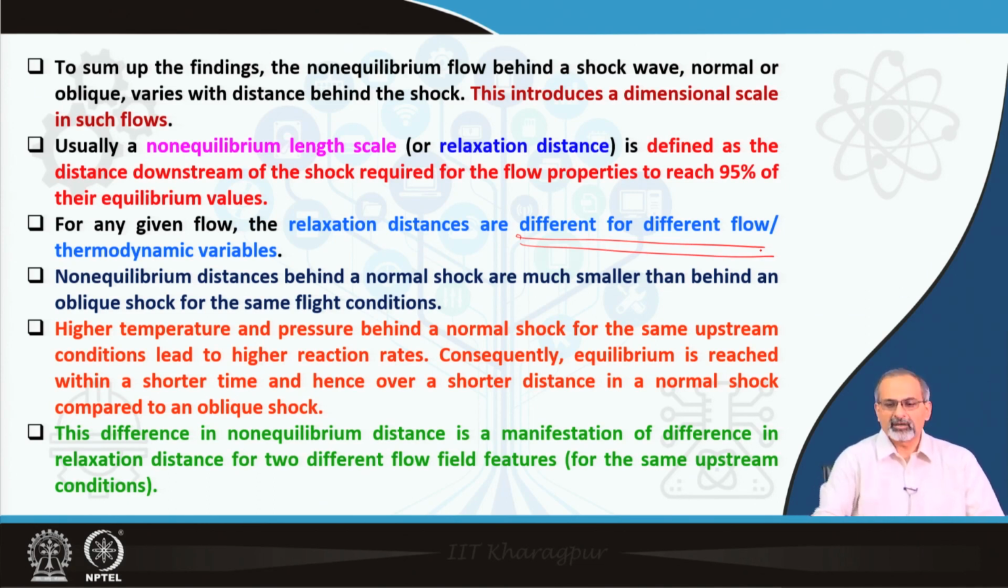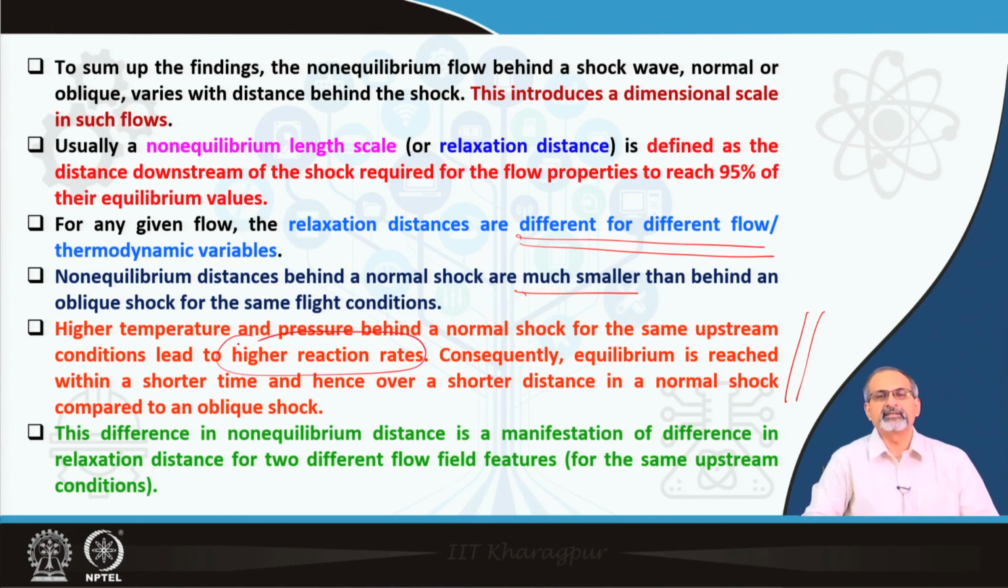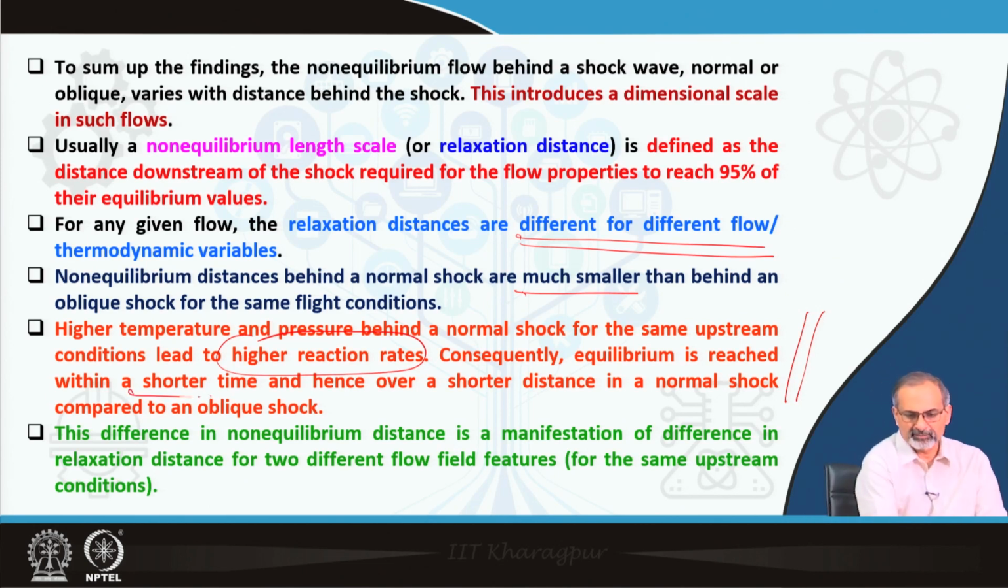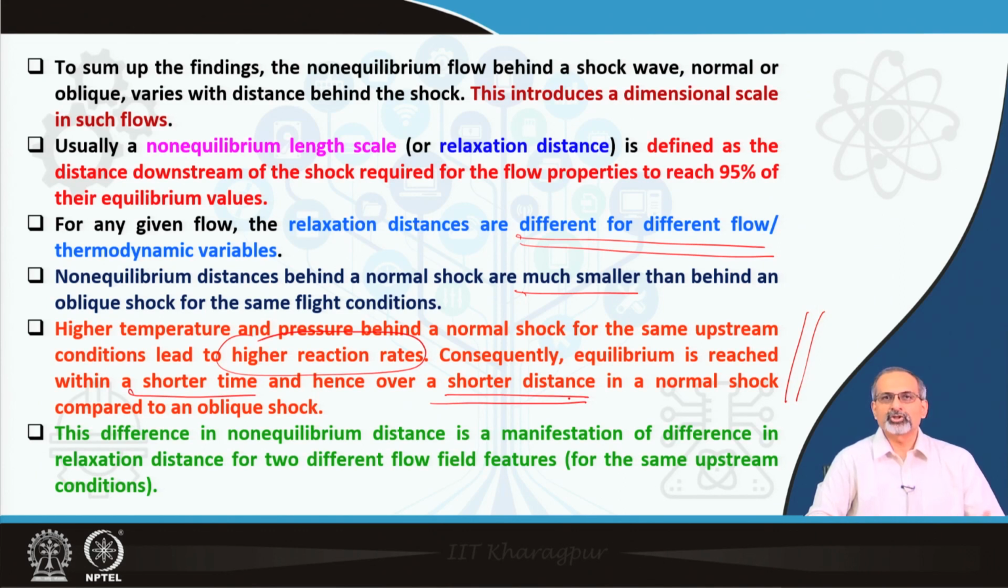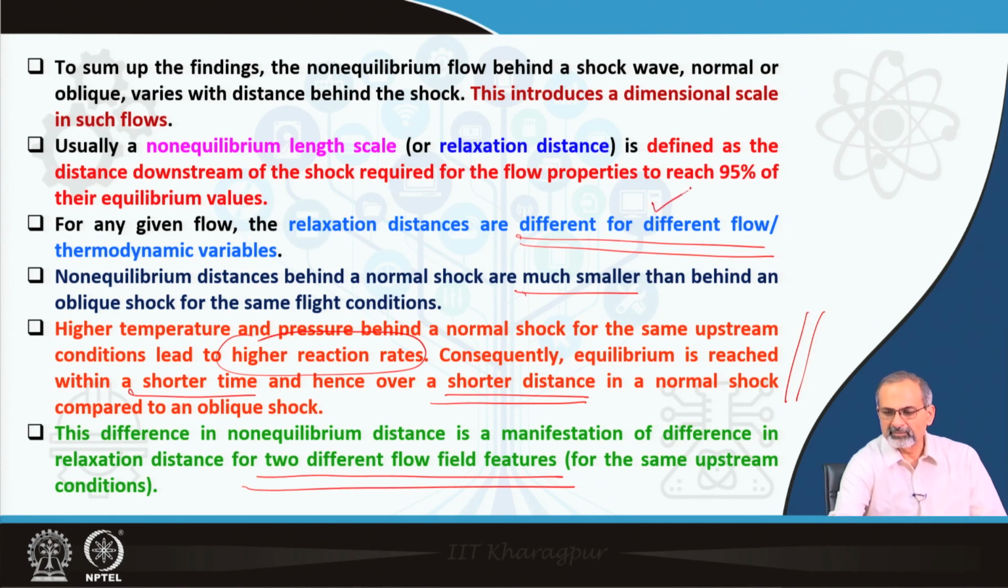Non-equilibrium distances behind a normal shock are much smaller than behind an oblique shock for the same flight conditions. And we need to note here that higher temperature and pressure behind a normal shock for the same upstream conditions lead to higher reaction rates, and this is the primary reason behind the difference. Higher reaction rates would mean what? That equilibrium is reached within a shorter time, and hence in an advective or convective flow, this happens over a shorter distance in a normal shock compared to an oblique shock. This difference in non-equilibrium distance is a manifestation of difference in relaxation distance for two different flow field features, which is nothing but the normal shock and the oblique shock for the same upstream conditions. So, this is what we meant by different for different flows as far as relaxation distances are concerned.